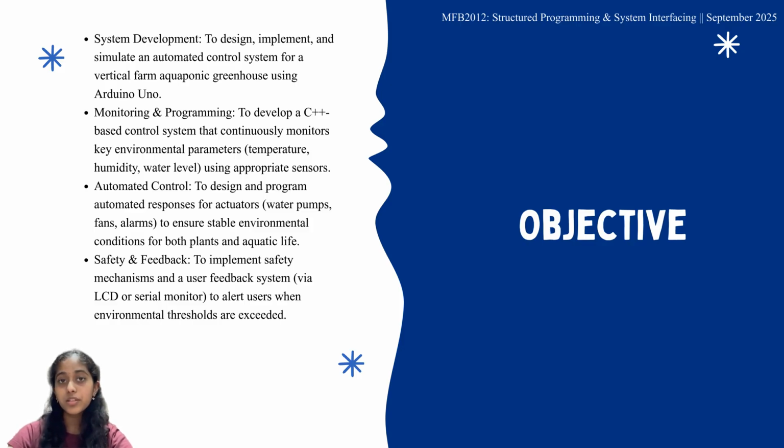The third one is the automated control. We have to design and program automated responses for actuators, such as the water pumps, fans, and alarms, to ensure a stable environmental condition for both the plants and the aquatic life in our system. And the last one is the safety and feedback. We have to implement safety mechanisms and use a user feedback system via LCD or serial monitors to alert the user when environmental thresholds are exceeded.